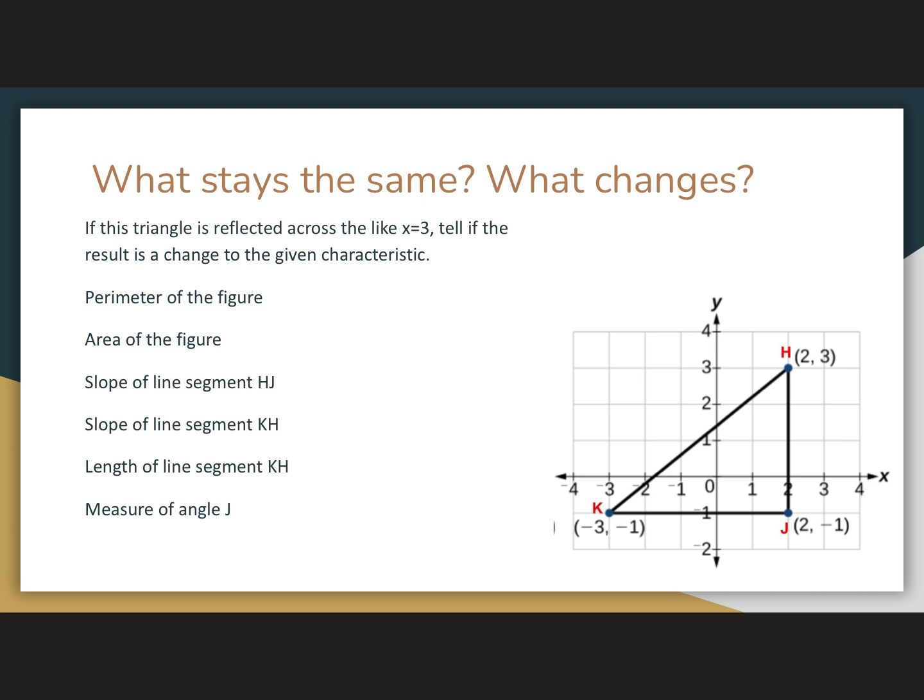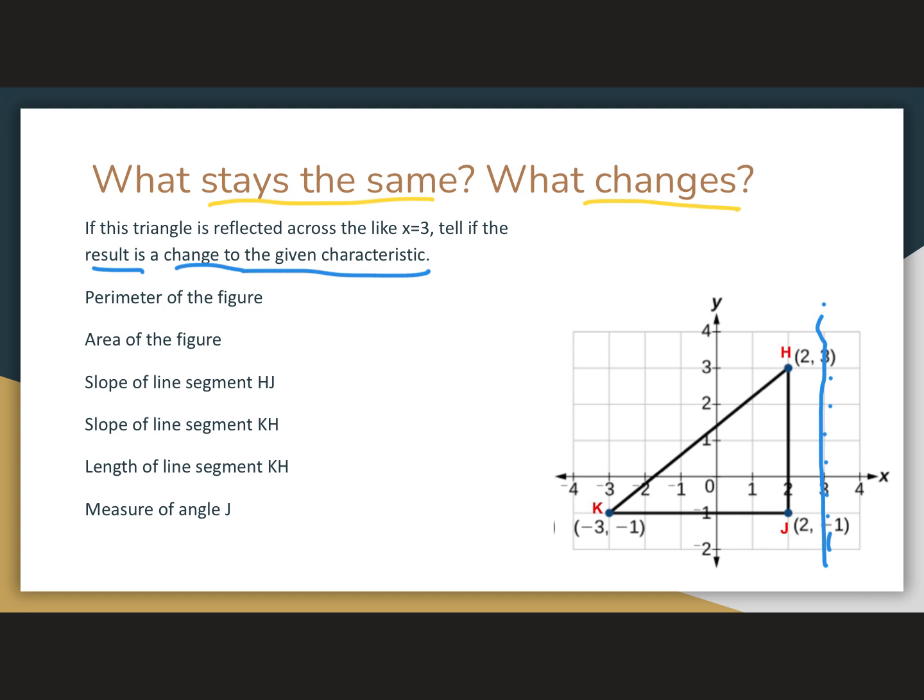Okay, so finally let's talk about what stays the same and what changes. So this triangle right here is reflected across the line x equals 3. So first, where is my line x equals 3? Well, that line is a vertical line right here at x equals 3. That's my mirror, okay? So we're going to tell if the result is a change to the given characteristic. So we're talking about do different things change.